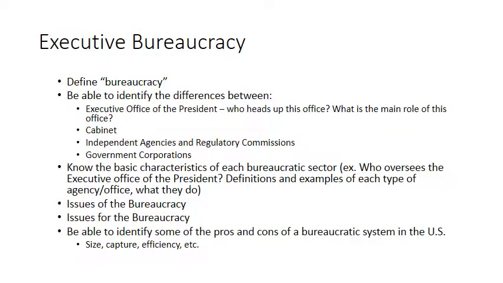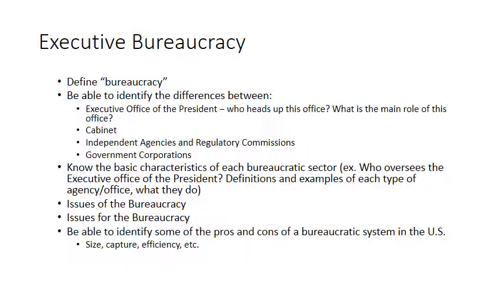The executive bureaucracy. Make sure you know how to define bureaucracy. These are the organizations that implement the law. They are the doers in our federal government. So make sure you understand that basic definition. Be able to identify the differences between the executive office of the president, the cabinet, the independent agencies and regulatory commissions, and the government corporations.